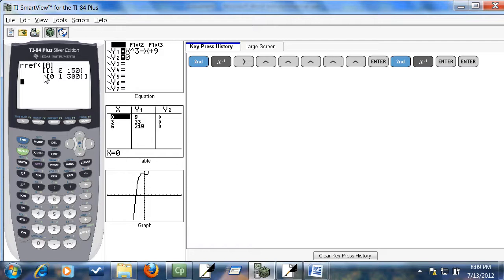Now, in your first square, this 2 by 2 here, you should have a diagonal of 1s, 0s everywhere else. And notice what I have in my right-hand column. I have 150, 300. So that gives us our same answer.